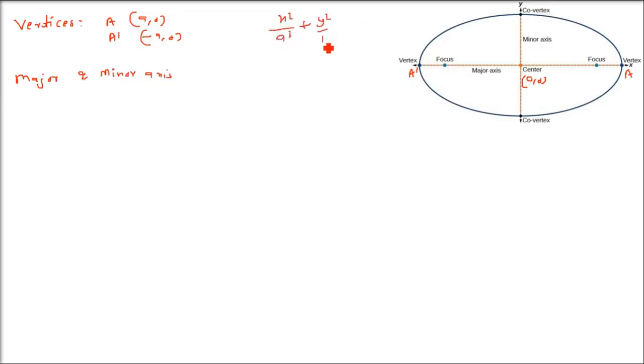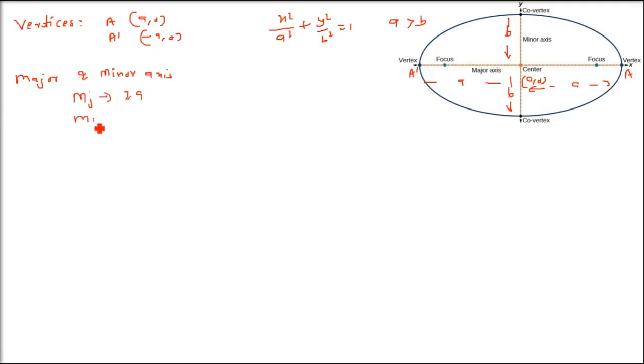So x square by a square plus y square by b square equals 1, where a is greater than b. When a is less than b, it will not be a horizontal ellipse, it will be a vertical ellipse. So the major axis: from here to here it was a, from here to here it's also a, and this was b, and this is also b. So what is the major axis? a plus a, 2a. Major axis length is 2a.